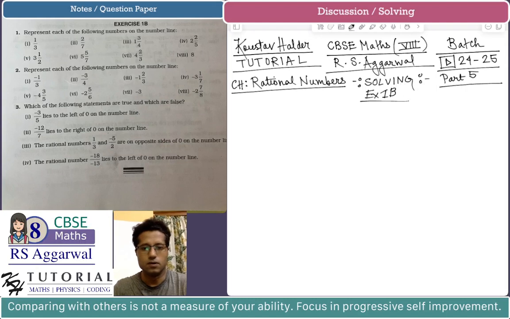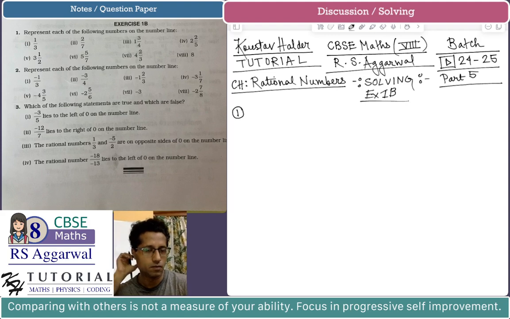Okay, so I have the problems of exercise 1b on the left hand side, and on the right hand side I will solve the problems. Now some problems, 1 and 2, have multiple parts. I will not solve all of them. I will solve a few of them, and I hope you will understand how to solve the rest of the problems. These problems are based on representation of rational numbers on the real line or the number line.